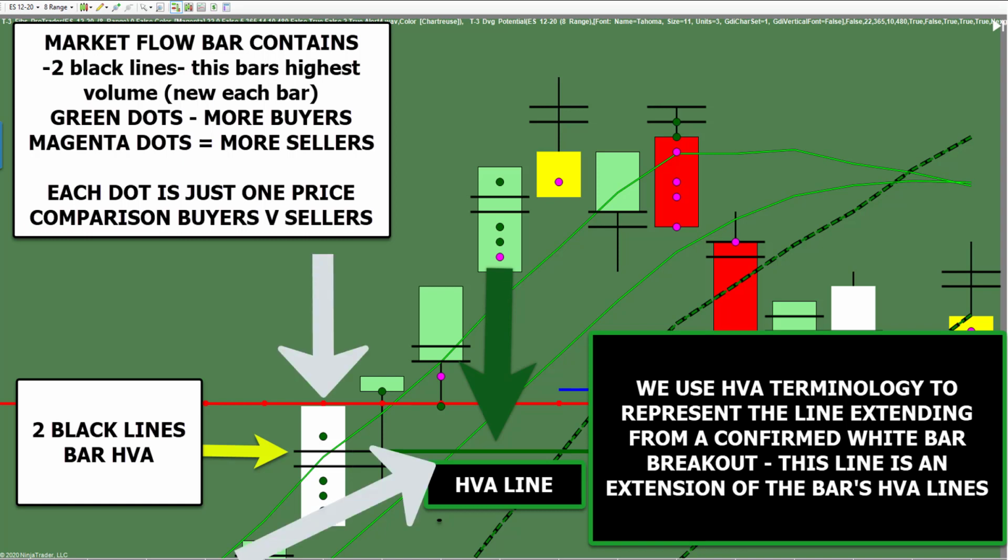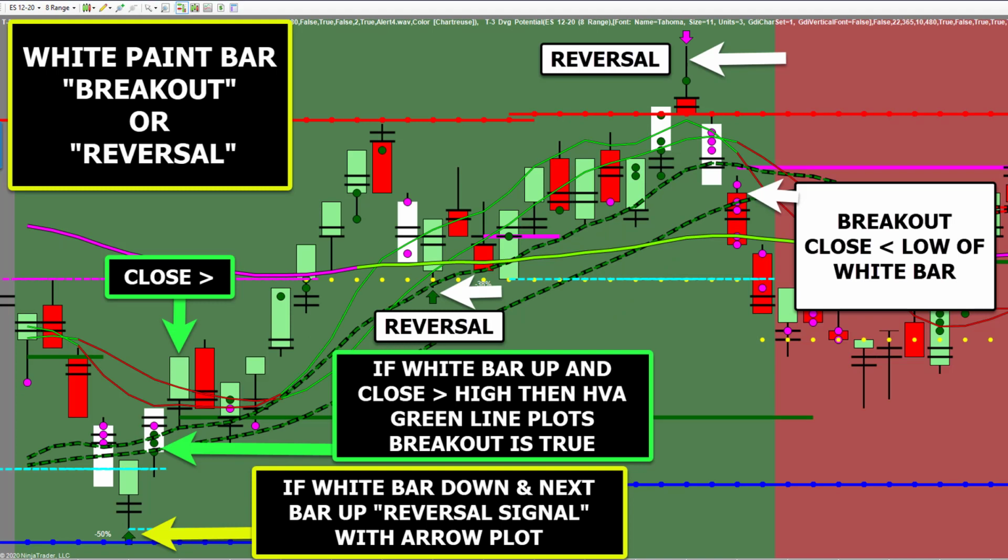High volume lines, used in one of our trading setups, will extend horizontally from the high volume area of a white paint bar. The white paint bar has two uses. First, when a white paint bar is followed by an immediate reversal, a bar in the opposite direction, the software will plot an arrow. This signal is used as an entry when all the trading plan rules are true.